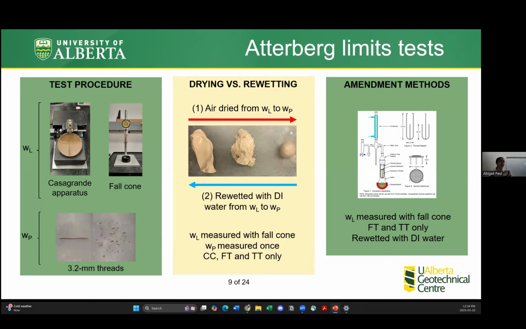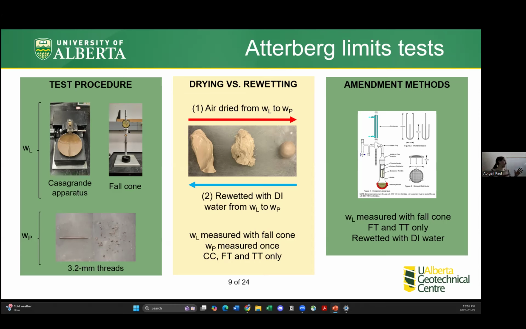For the tailing samples, I looked at the effect of drying and rewetting. So all of my tailing samples were initially at water contents that were well above the liquid limit, so very, very fluid. So first what I did was I just put them on the lab bench, dried them at room temperature until they reached the liquid limit. I measured that, kept drying them until they reached the plastic limit, measured that. And then with that same sample of material, I just added deionized water so I could measure both quantities again after they'd been rewetted.